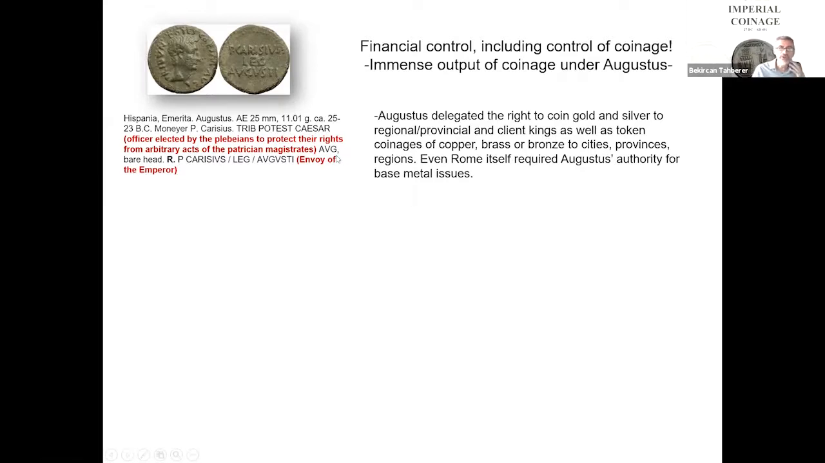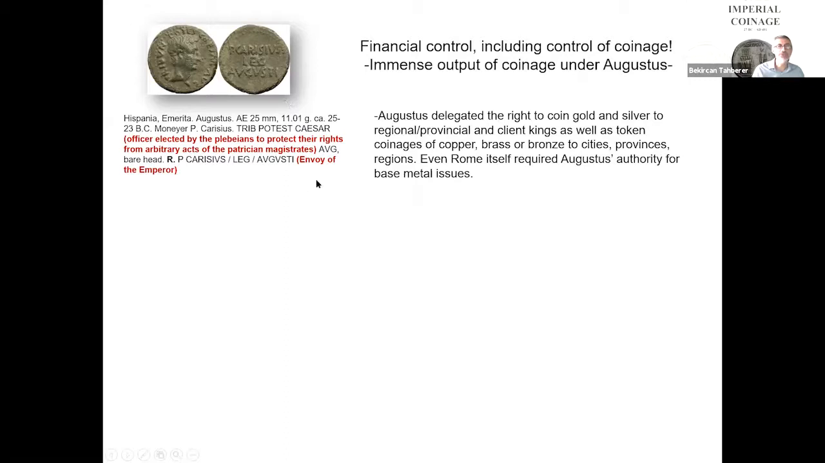He still uses monnayers. He hasn't abolished the monnayer system yet. And here it's his image on the obverse with the title as the officer elected by the plebeians to protect their rights from arbitrary acts of the patrician magistrates. Quite a propaganda. And on the reverse, it says envoy of the emperor.